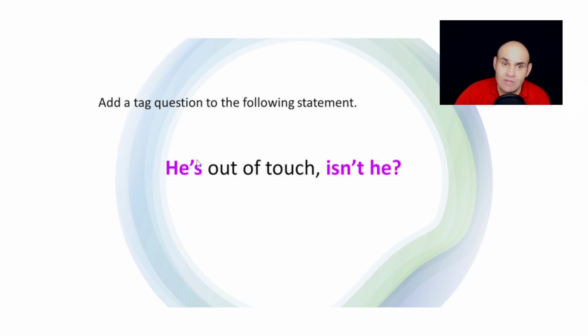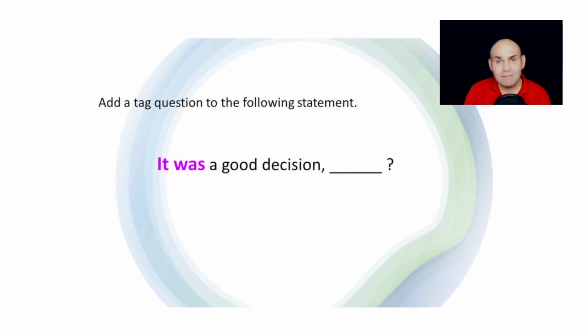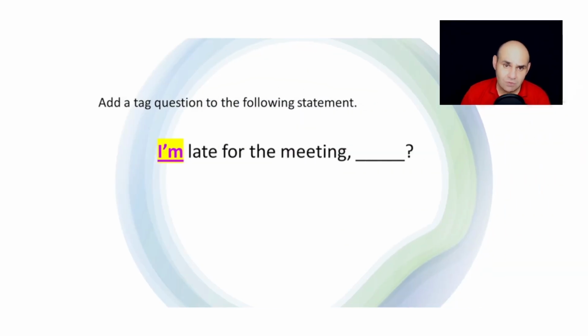What does that mean? Here we have he's out of touch. We have a form of the verb to be here. Simple present. So we can use this form of the verb to be in order to make a tag here. He is out of touch, isn't he? Tell me about this one. It was a good decision. So we have the past form of the verb to be. So what is the tag here? It was a good decision. Good, wasn't it?